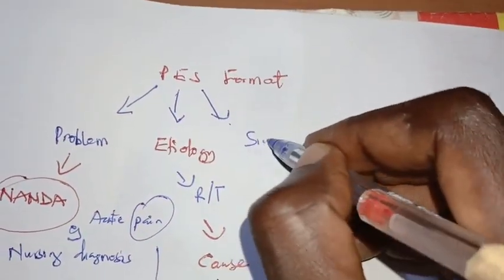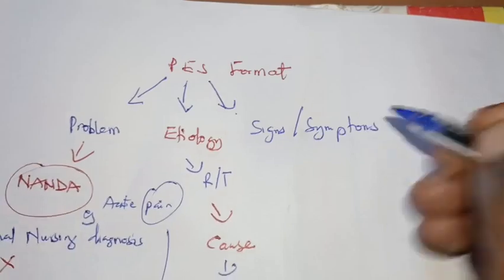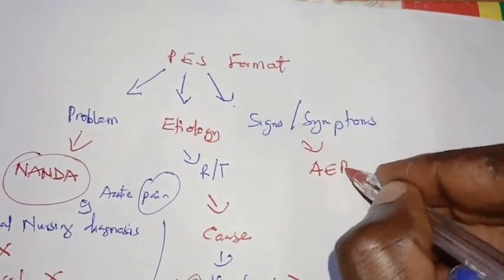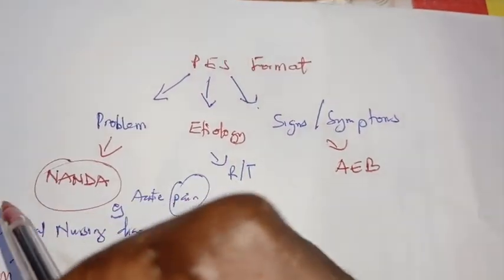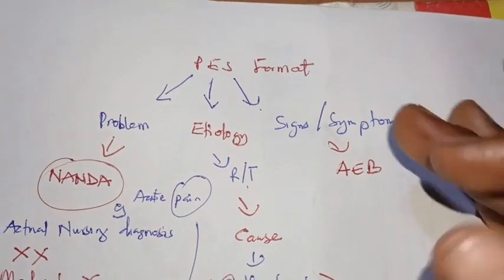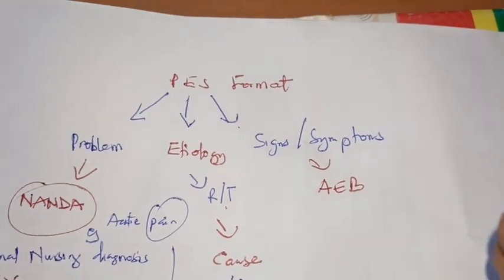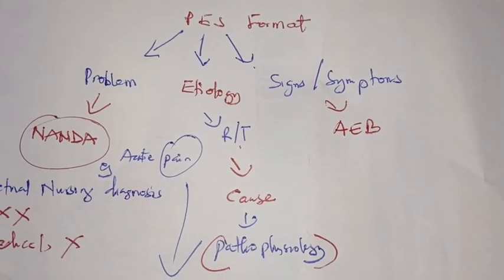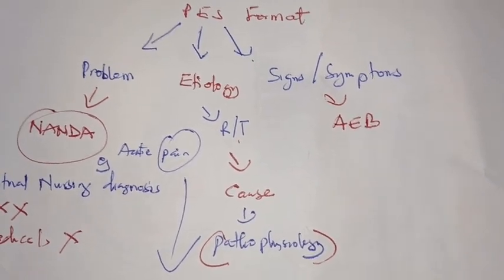So the S stands for signs or symptoms. Now here what we are looking at mostly is the "as evidenced by." So I know by now you are getting it. We have problem related to as evidenced by. Here we are looking at the signs and symptoms. So we know the cause now. What is causing this? And why am I seeing it? What are the signs? What are the symptoms being shown? What are my assessment findings showing?